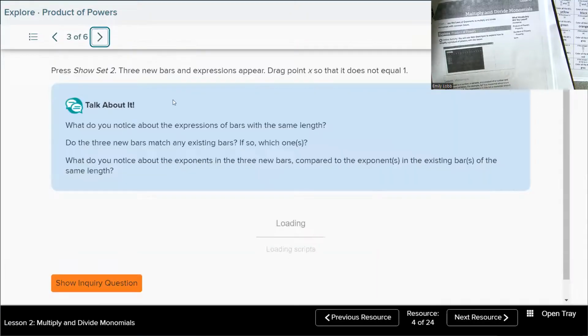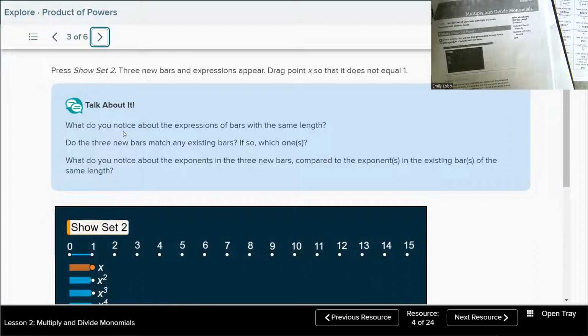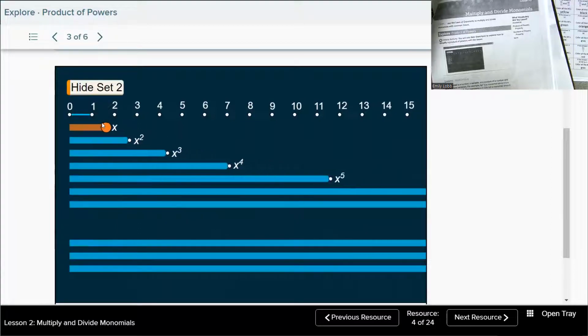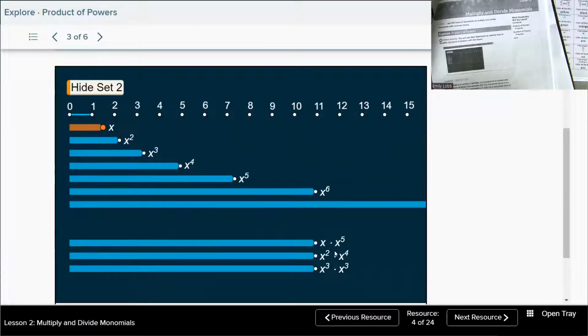All right, so let's move on. Press show set 2. 3 new bars and expressions appear. Drag point X so that it does not equal 1. All right, so let's look at this next set. So now what do they equal? What do these 3 equal? X to the 6. So they're showing that this is X to the 1. So 1 plus 5 equals 6. 2 plus 4 equals 6. And 3 plus 3 equals 6. And that is happening when we are multiplying. They're multiplying those exponents, those powers, I guess we would call them, right?